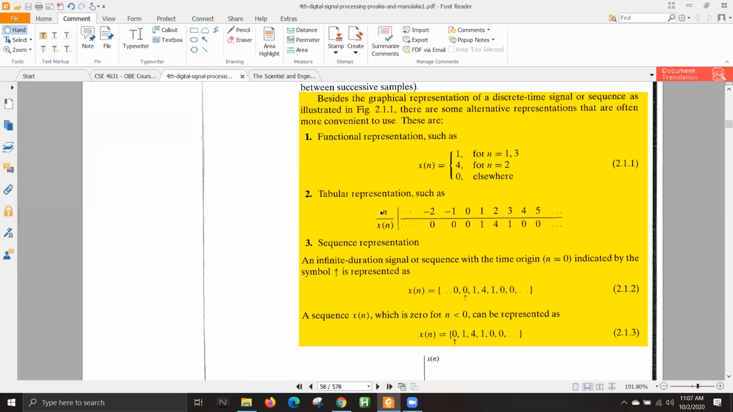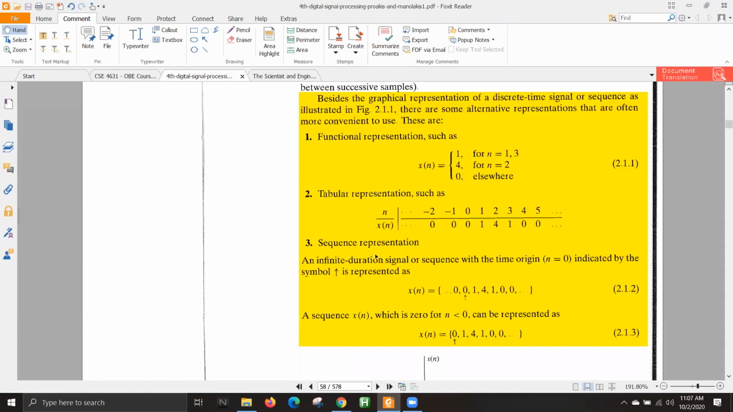Then the next type is called tabular representation. In this case, you just list out the values for the independent variable n, t, or whatever. If it is a function of time, then it's t, and the independent variables will be along this axis, and the dependent values, I mean the signal values, the amplitudes, will be along another row. So this is called the tabular representation.